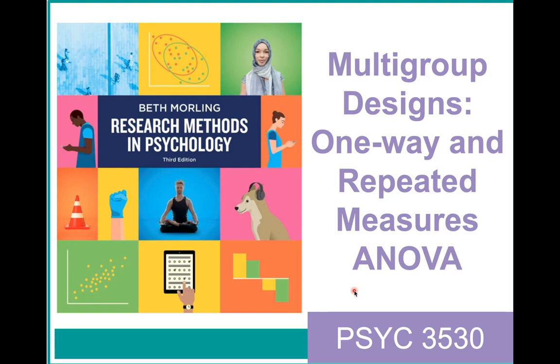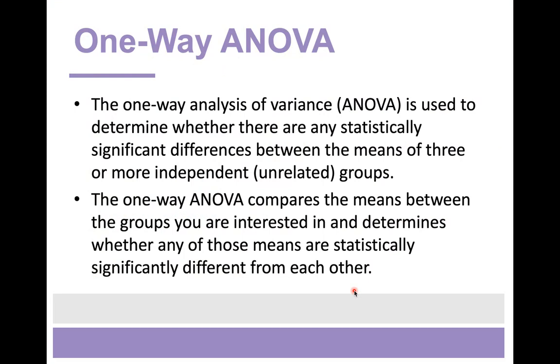Specifically, this week, we're going to start off with the one way ANOVA and what kind of research designs require this particular statistic called the one way ANOVA. So, a one way ANOVA is used to determine whether there are statistically significant differences between the means of three or more independent or unrelated groups.